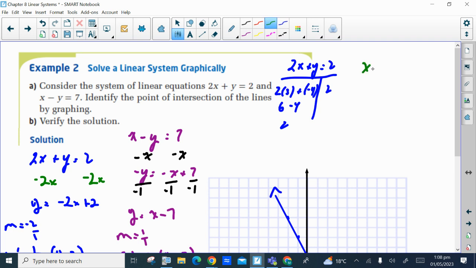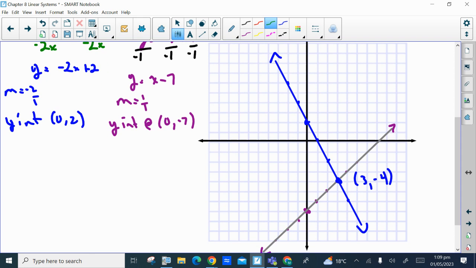The second equation, x minus y equals 7. Again, checking the point 3, negative 4. 3 minus negative 4 becomes 3 plus 4, which is 7. So it checks. When you check the original equations, they both work. They both make the equations true. So we just confirmed that that is the solution to the system of equations.